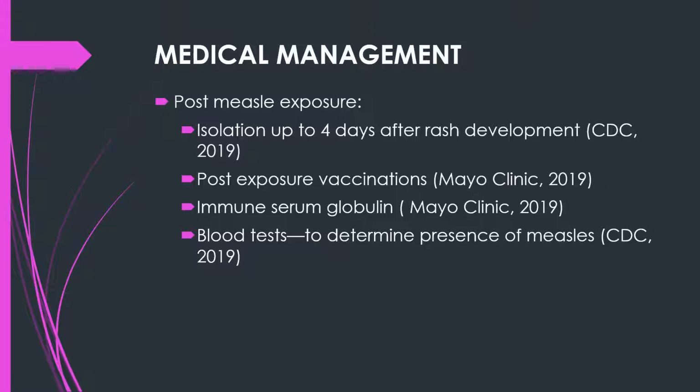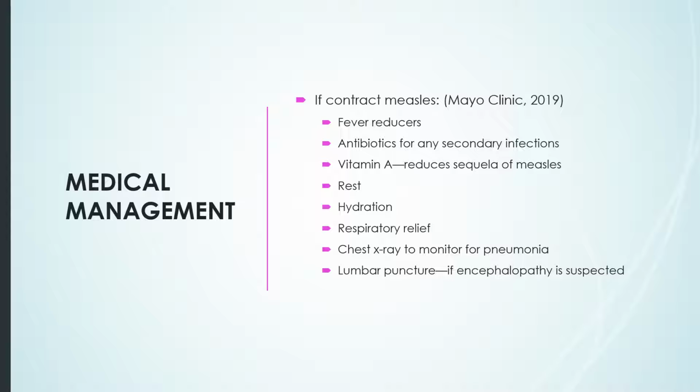Immune serum globulin. For those who are pregnant, infants, or people who have a compromised immune system and are exposed to the virus, they can receive an injection of antibodies called immune serum globulin. When given within 6 days of exposure, these antibodies can prevent measles or, again, make symptoms less severe. And then blood tests as well, post-measles exposure, just to confirm the presence of measles. So that's more for medical management.